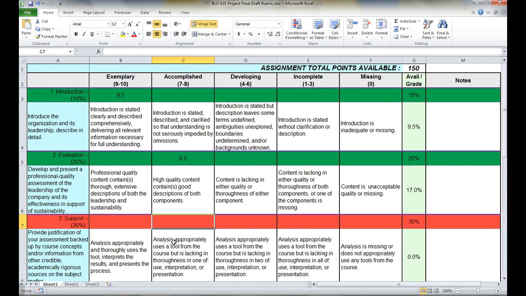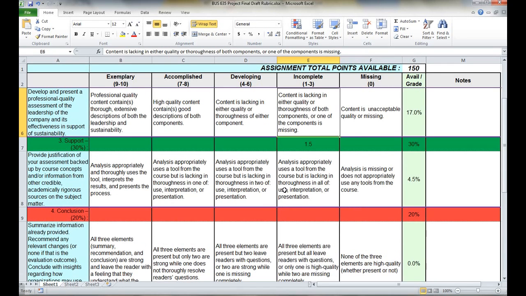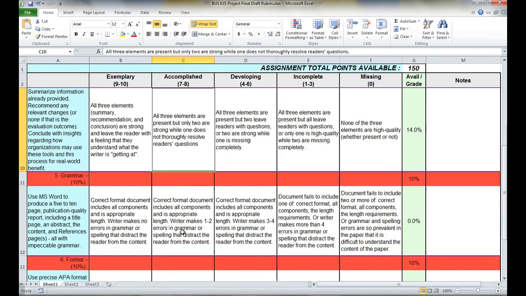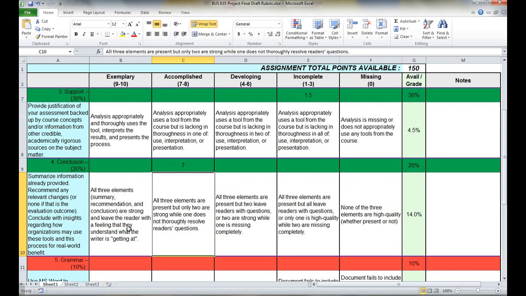Etc. So if you miss this one completely, I might give you a 1.5 here. You didn't have any, you completely missed the support, but you kind of had some supporting information up here in the evaluation. You might still get some points for that even if you left it out. Your conclusion was pretty good, but given the lack of support that you had up above, you really didn't have much of a conclusion either.